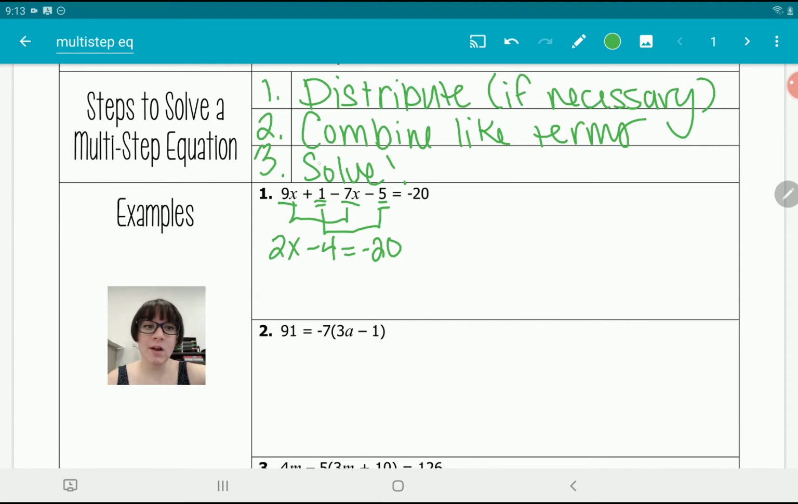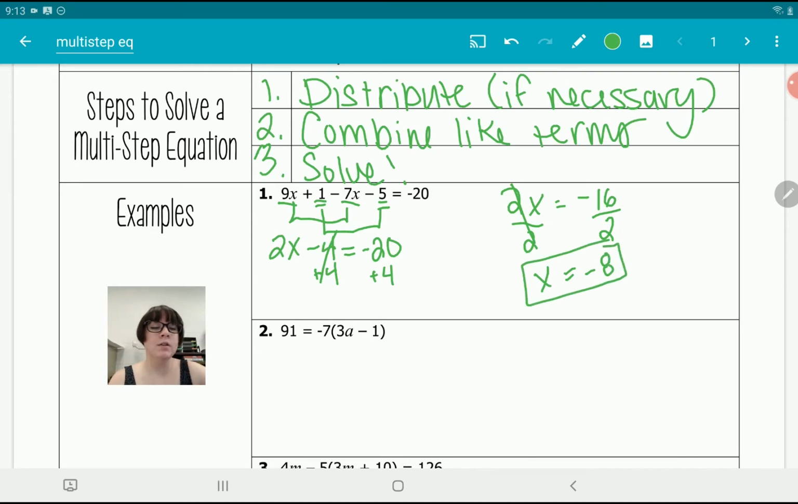And we're going to solve just like we did before. So we'll add the 4, but again we have to add the 4 to both sides because we're trying to get this x on its own. That's going to cancel out. I'm going to write it over here, giving us 2x equals, that's going to give us negative 16. Okay, and then we're going to divide by 2, giving us x, so those are going to cancel out, equals negative 8.